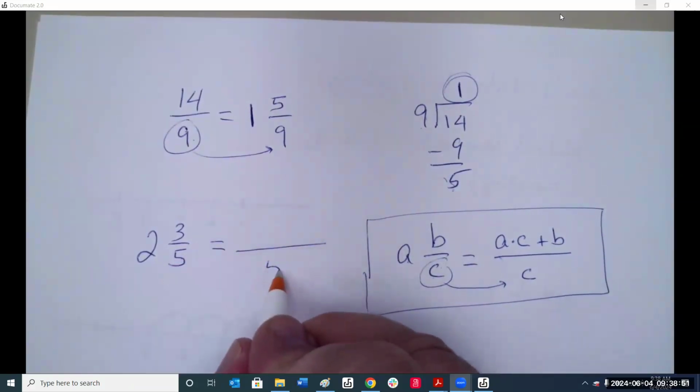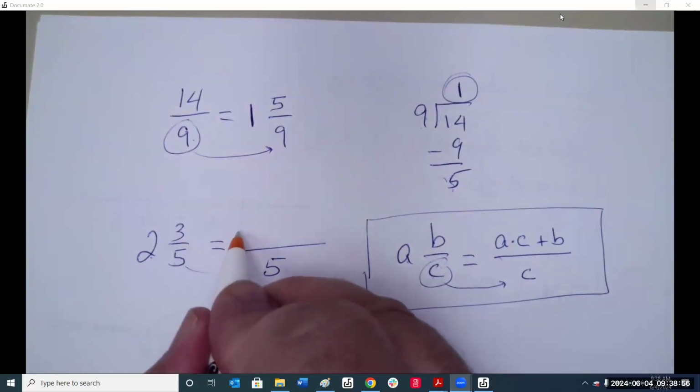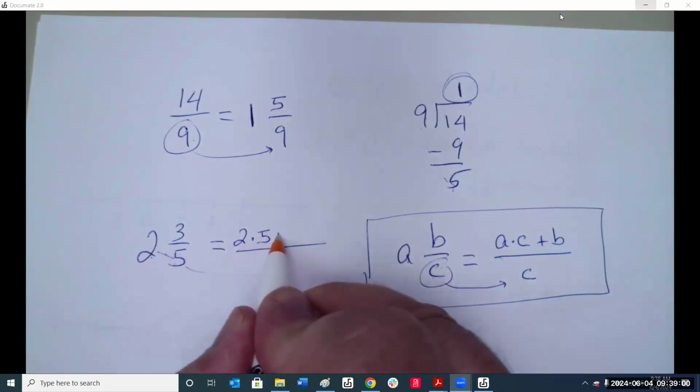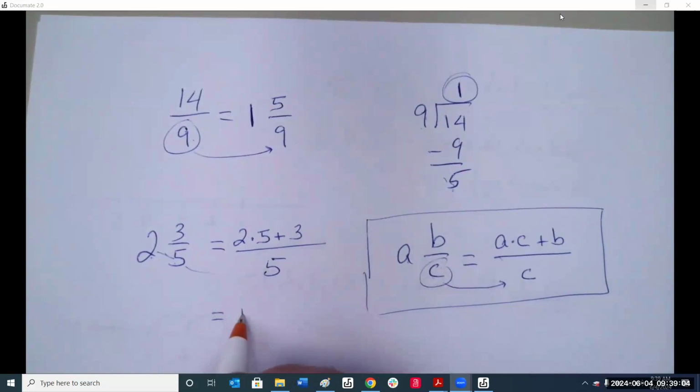So the bottom number stays the bottom number. 2 times 5 plus 3. 10 plus 3 over 5, which makes it 13 over 5.